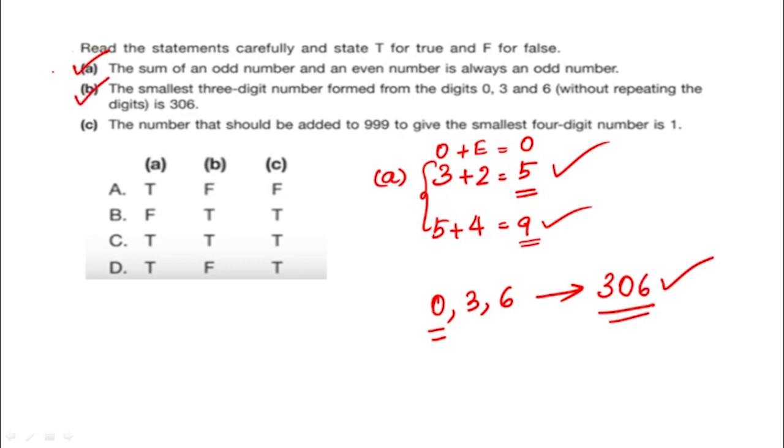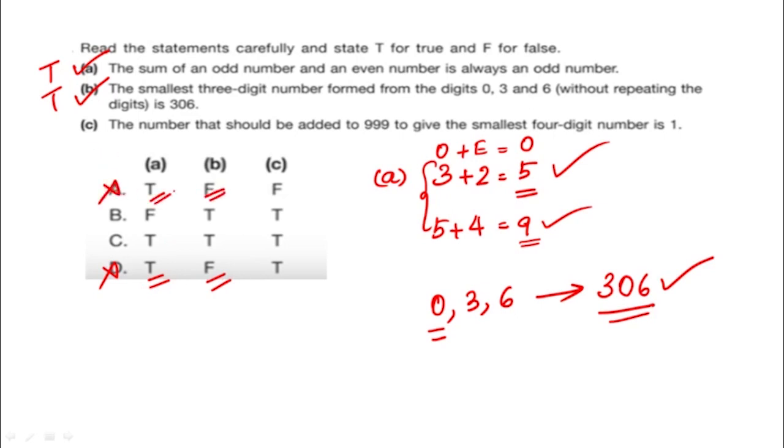So statement B is also true. So the first statement is true and the second statement is also true. Now look at the options at this point, right? See, option D is wrong because according to option D, statement A is true but statement B is false, which is not correct. Similarly, look at option A, T, F.